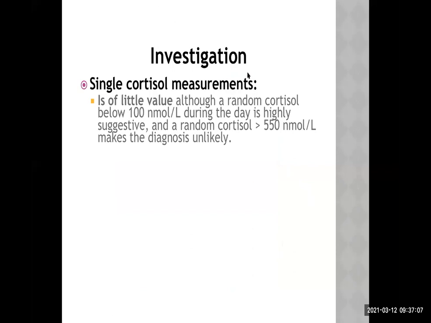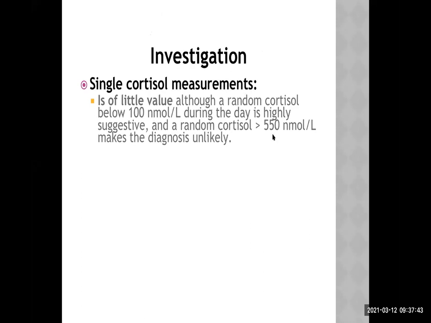Now, after clinical features, let's talk about how to confirm the diagnosis. What are the investigations we like to do? First is single cortisol measurement. Now, in this case, cortisol is decreased. We all know that. This is a case of Addison's disease. So it is of little value, although a random cortisol below 100 nanomole per liter during the day is highly suggestive, and a random cortisol more than 550 nanomole per liter makes the diagnosis unlikely.